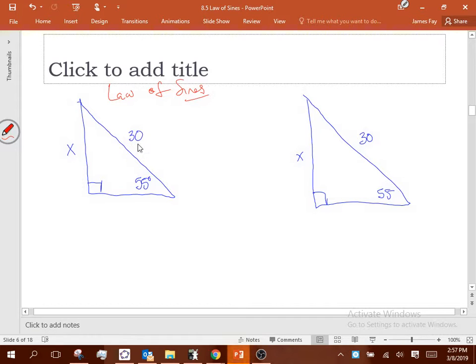So what angle do you know? What two angles do you know here? Yeah, 55 and 90, right? So across from 55 is your X, and across from 90 is your 30, right? So I can cross multiply, I get X times sine of 90 is equal to 30 sine of 55. Does that work? How do I solve for X?